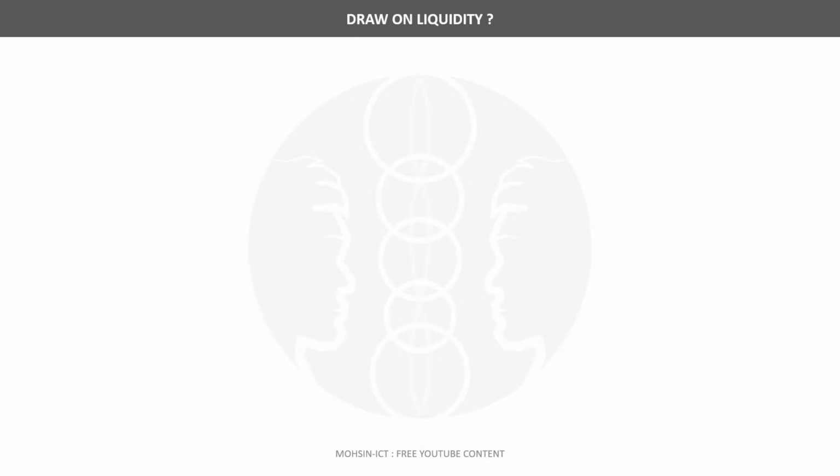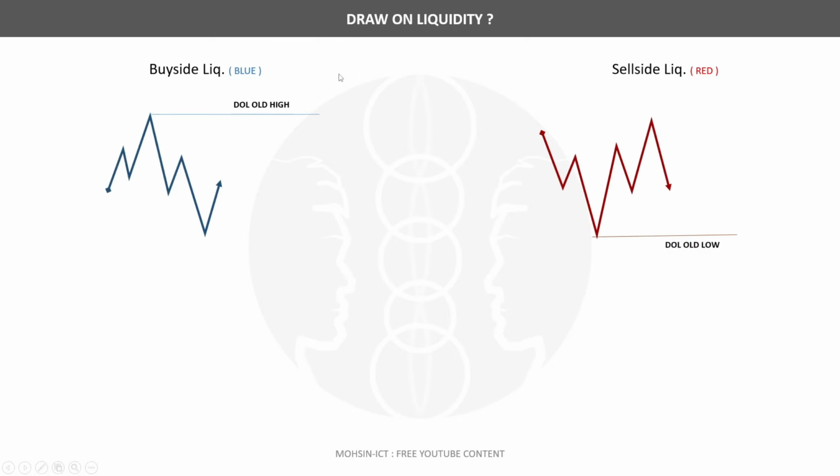Now let's understand the drawn liquidity with the help of depictions. As you know, there are two types of drawn liquidity: buy side liquidity and sell side liquidity. The buy side liquidity resides above the highs, and sell side liquidity resides below the lows. In the case of an old high, we gather the buy stops and pair them up with sell stops in a bullish market. In the case of an old low, we gather the sell stops and pair them up with buy stops below these lows.